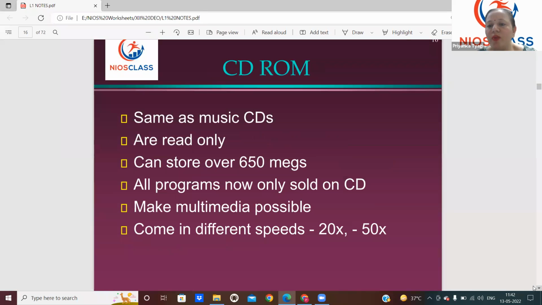Okay. Now here you can see CD-ROM. CD-ROM, it is a very nice device. If we want to use CD, DVD facility, especially CD.